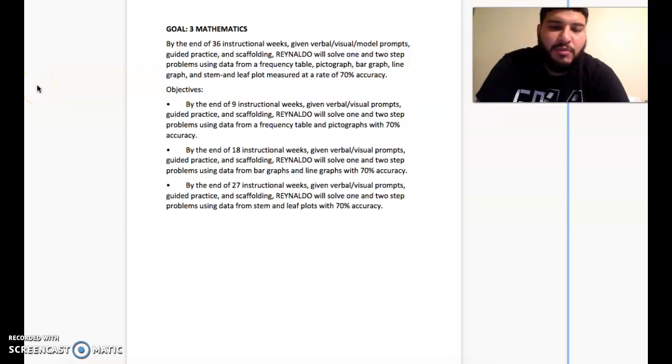All right, let's move on to today's IEP goals. We start off with goal number 3, mathematics. By the end of 36 instructional weeks, given verbal, visual, model prompts, guided practice, and scaffolding, Reynaldo will solve 1 and 2-step problems using data from a frequency table, pictograph, bar graph, line graph, and stem and leaf plot measured at a rate of 70% accuracy.